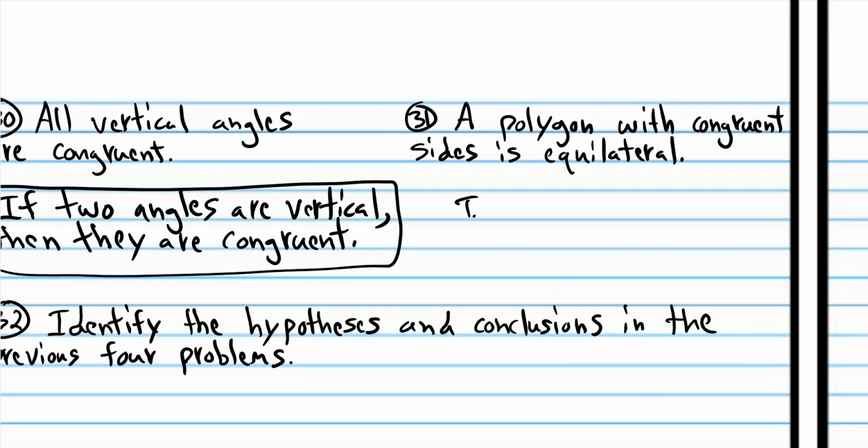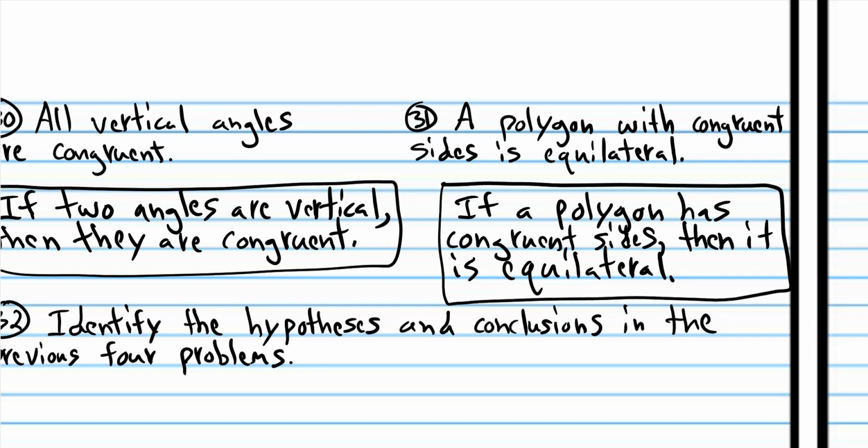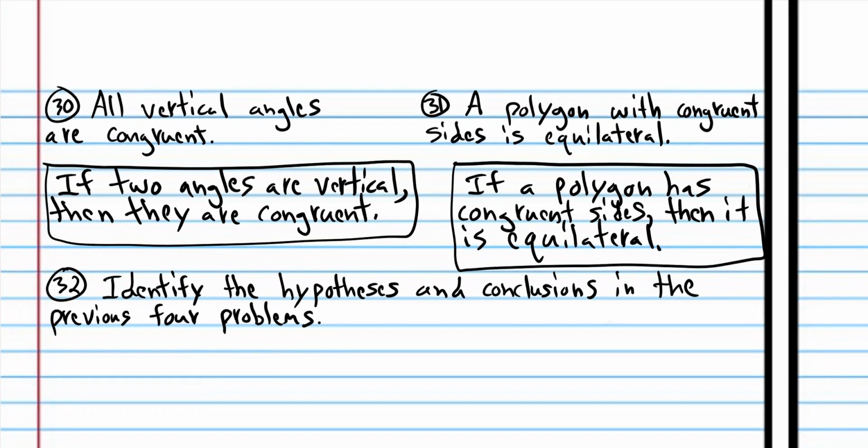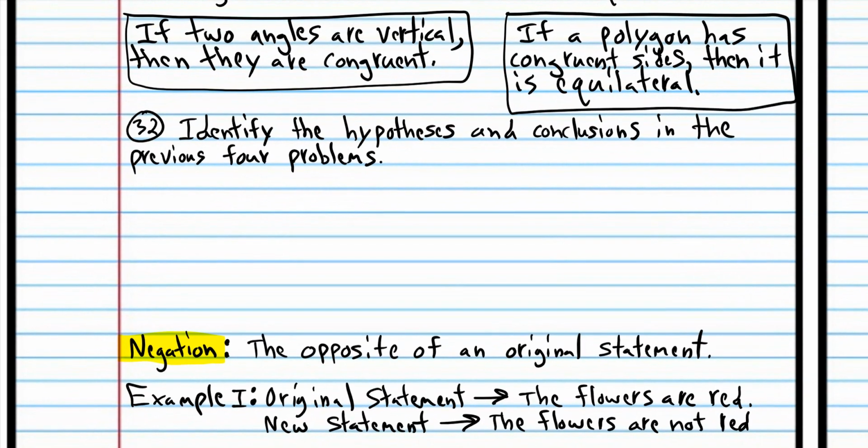All right. If a polygon has congruent sides, then it is equilateral. And we talked about equilateral polygons, I believe, in the last class, if I remember correctly. So you should be fairly familiar with that terminology. All right, so if you came up with something like that, good job. Try number 32. When you come back, we'll do it together.